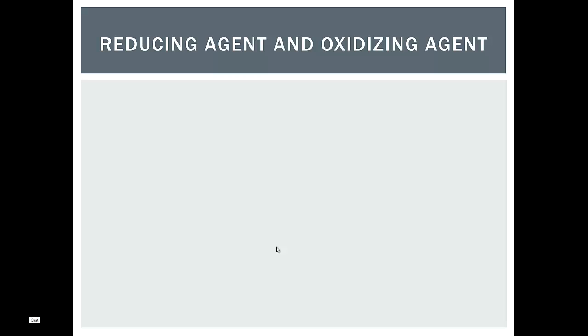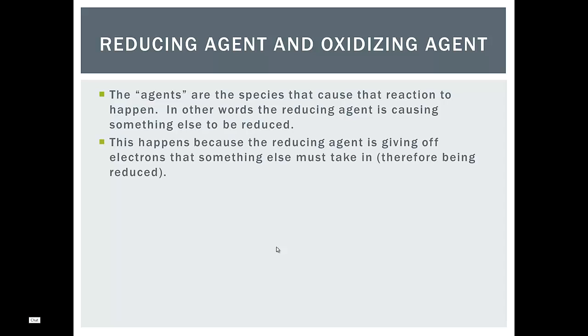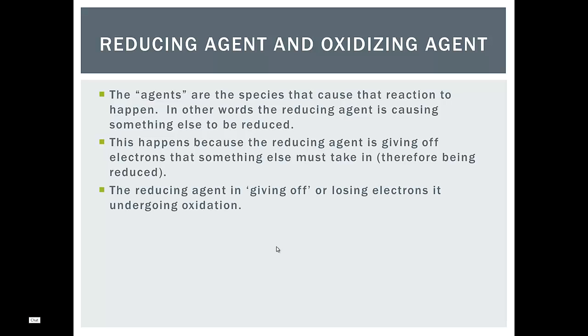Right, reducing agent and oxidizing agent. The agents are the species that cause that reaction to happen. In other words, the reducing agent is causing something else to be reduced. This happens because the reducing agent is giving off electrons that something else must take in, therefore being reduced. The reducing agent is giving off or losing electrons, which means it's undergoing oxidation. So in summary, the agents are undergoing the opposite process.